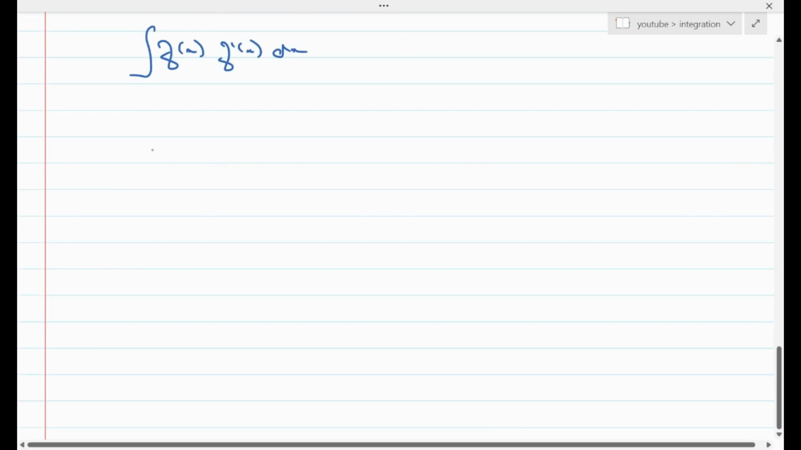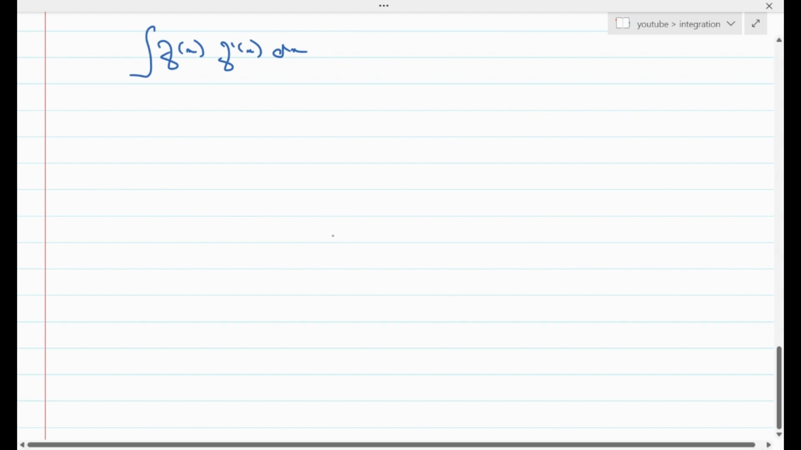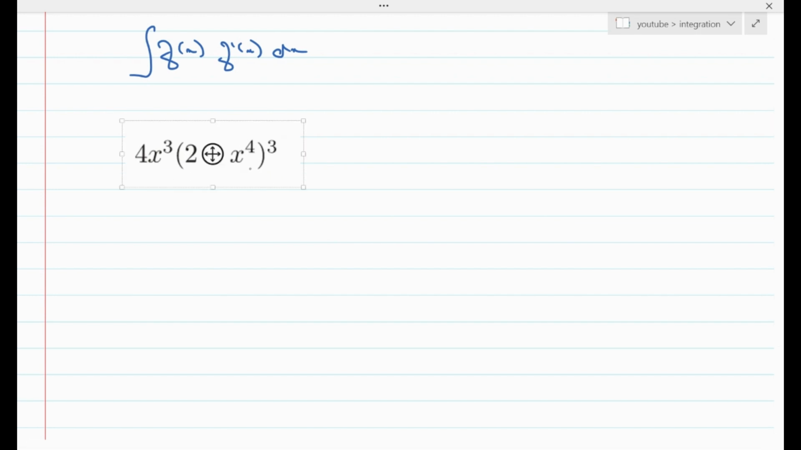All right, let's try another question now. Let's take an example of this. Suppose we have a question like this, where the derivative is multiplied with the other function. Each function's derivative is a multiple of the other. So (2 plus x to the power 4) whole cube times 4x cube.